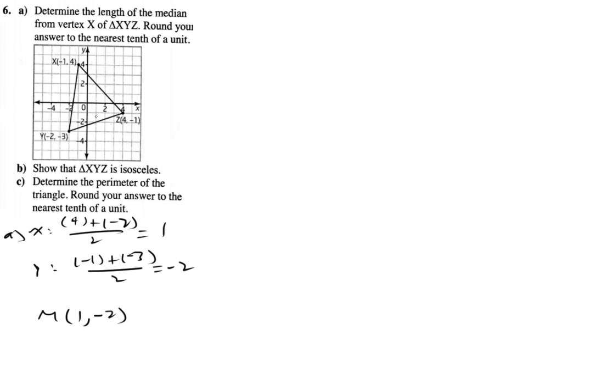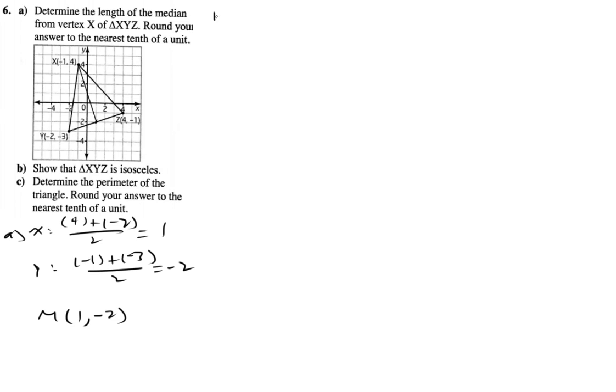Right? So 1, -2 right about here. And if we want the median, that's going to look something like this. Then you're going to have to take the slope, right? Or sorry, we don't have to take the slope here because we're trying to find the length of it. So we're going to plug it into the Pythagorean theorem.